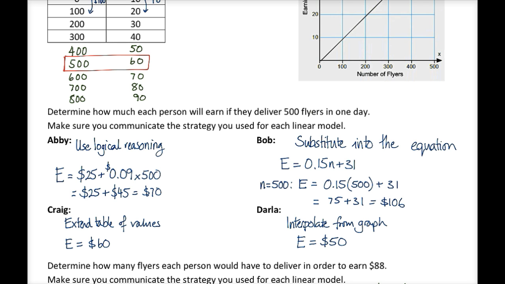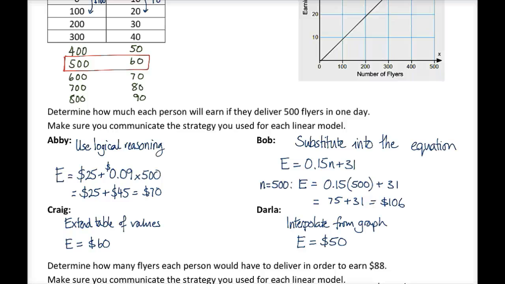For the equation, what we would do is substitute the value of n into the equation to evaluate it. So we call that substituting and evaluating the equation, I guess we might say. Here's the equation that we were given: E equals 0.15n plus 31, and n is the number of flyers. So n is 500 is what we're told. If I replace my n with 500 and calculate, I get $106. So that's Bob's earnings. So that's how we would calculate the value of the dependent variable from each of the 4 different representations: from words, from a table of values, from a graph, and from an equation.